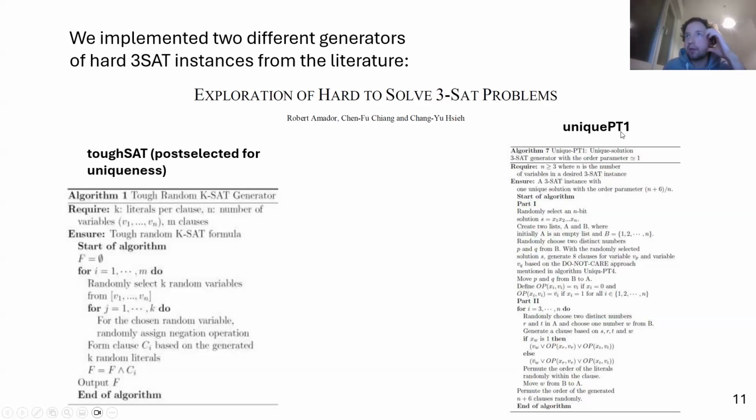The other generator doesn't need post-selection, but constructs explicitly instances with unique solutions. But the difference to the left generator is just that we need fewer logical clauses to construct these instances. So while the left one needs 4n logical clauses, the right one needs only n plus 6 logical clauses. So it scales approximately linearly with the system size.